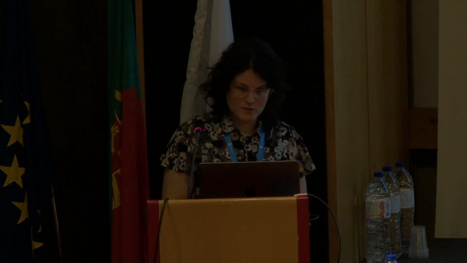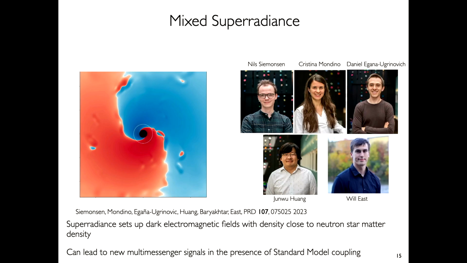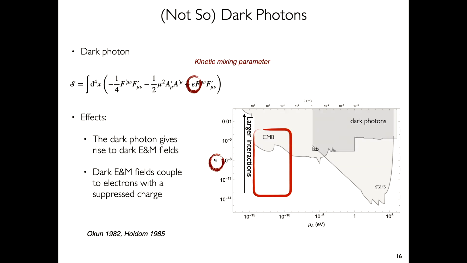Even the simplest cases give you some very spectacular signatures. So this is what I'm calling mixed superradiance, because the dark photon can have a kinetic mixing. And what we'll see is that superradiance will set up these dark electromagnetic fields, again, at very large densities, which can lead to new electromagnetic along with gravitational wave signatures that can be observed in telescopes.